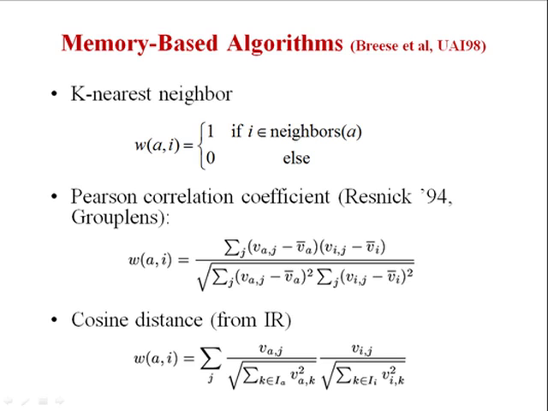K nearest neighbors already explained. Now after that, Pearson correlation coefficients can be used, where v_aj represents the voting of user a for item j, and v̄_a is the mean of all votings by user a. Similarly, the voting of user i for item j, minus the mean of all votings, divided by this score. Similarly, we can calculate the cosine distance also. We already discussed how to calculate the cosine similarity or cosine distance. Thanks.